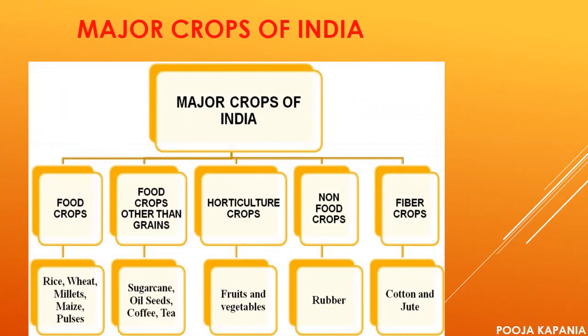A variety of food and non-food crops are grown in different parts of the country depending upon the variations in soil, climate, and cultivation practices. Major crops grown in India are rice, wheat, millets, pulses, tea, coffee, sugarcane, oilseeds, cotton, and jute, etc. When we bifurcate the major crops of the country, these can be divided into food crops other than grains, horticulture crops, non-food crops, and fiber crops.